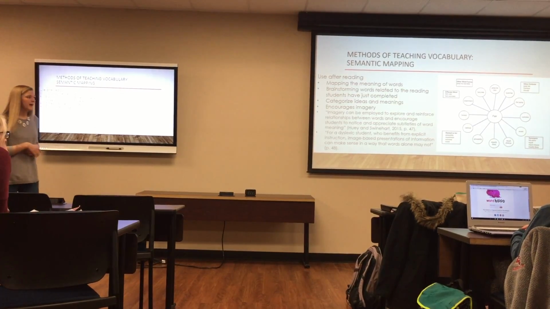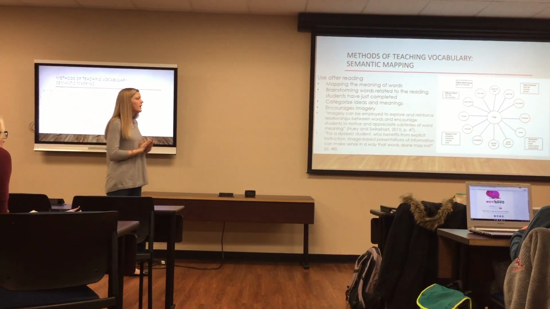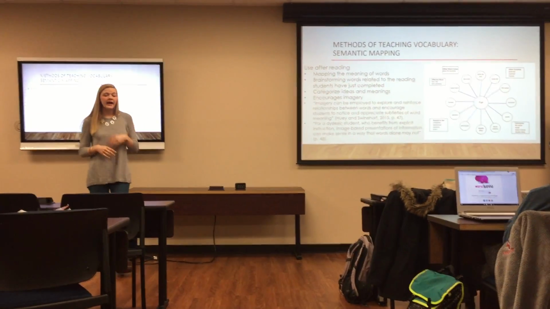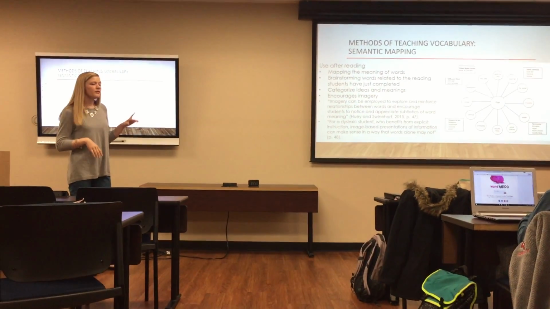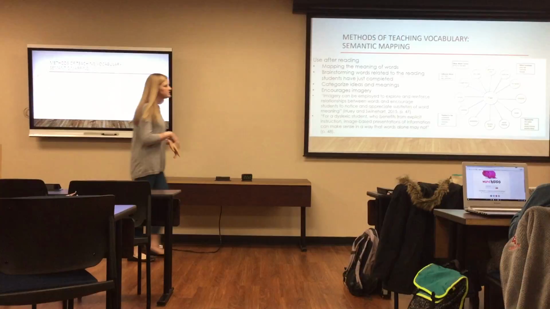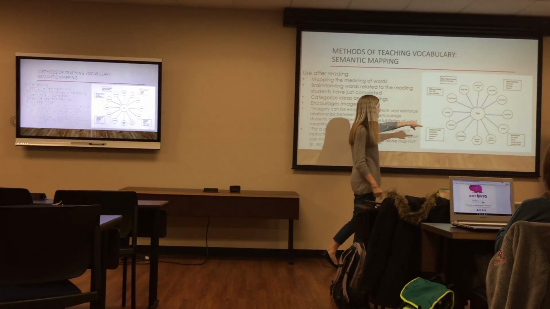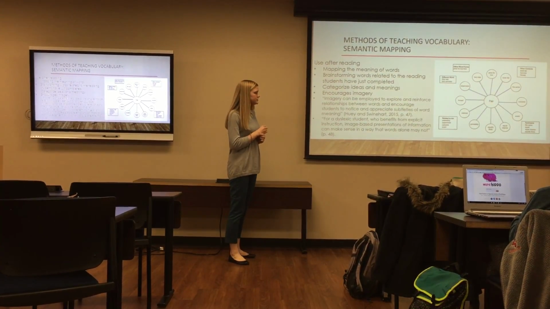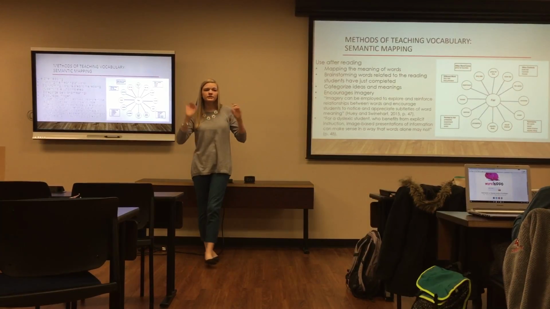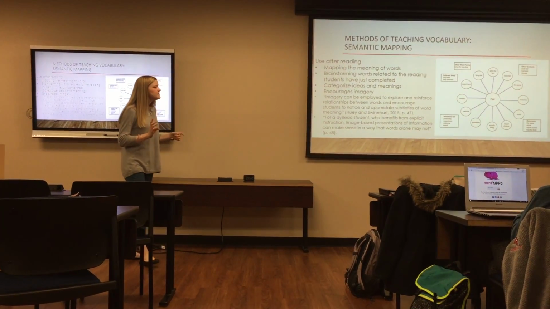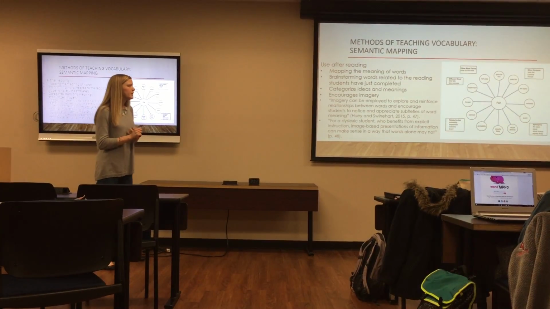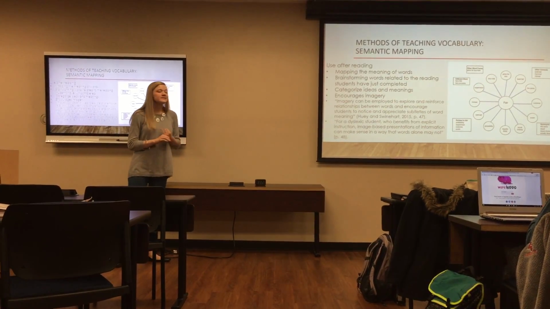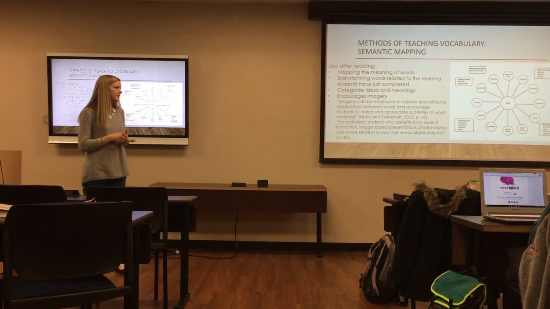And then last is semantic mapping, which is perhaps my favorite part of this whole process. Semantic mapping is something you do after you read, and it is the mapping of the meaning of words. So you can see on this diagram, here in the middle you have the word fair, and then it spreads out into different directions, and it has all the different things students are going to think of when they hear the word fair. So in this, students can brainstorm words that are related to the reading they've just completed. They can categorize ideas, and this encourages imagery, which is so important.